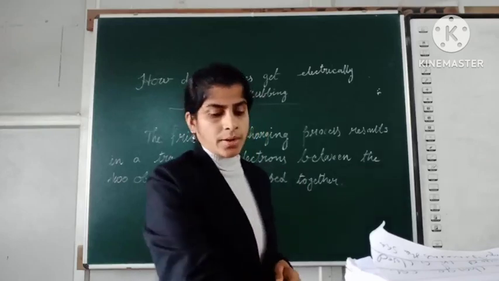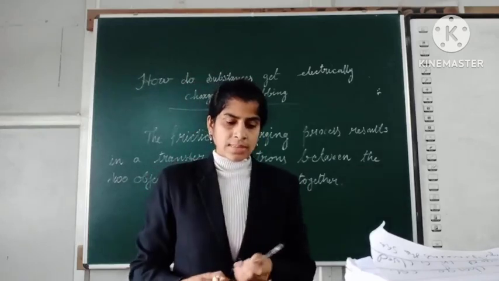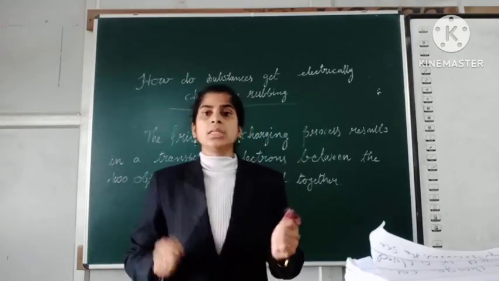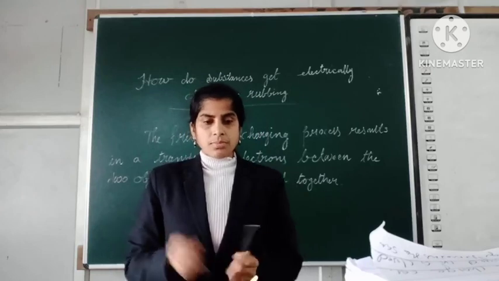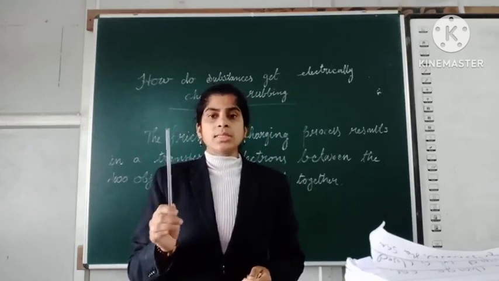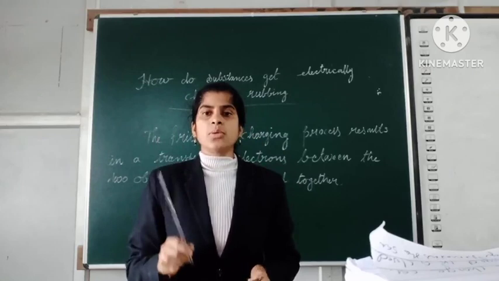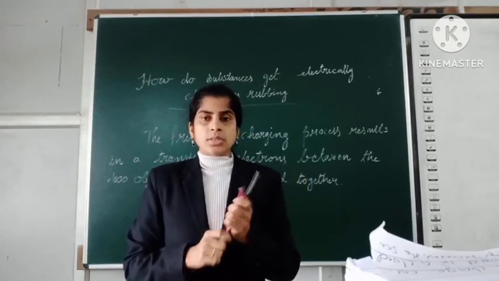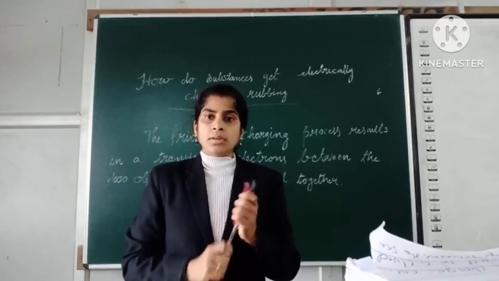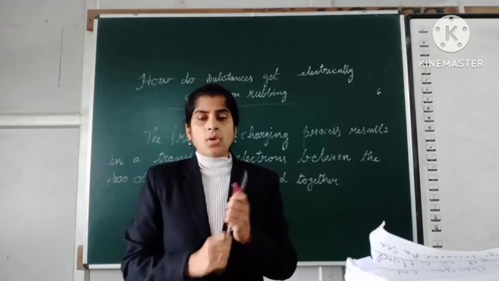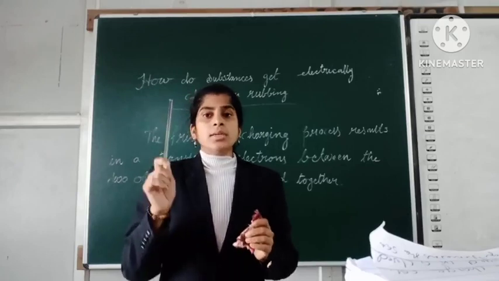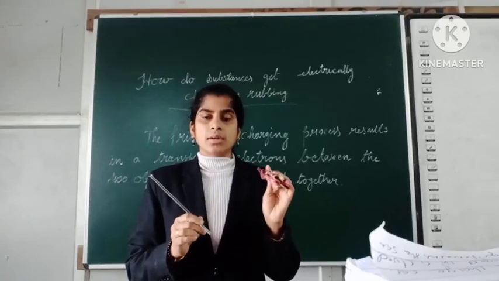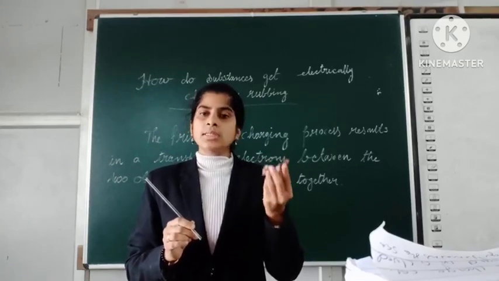Here I took one glass rod and silk cloth. The glass rod is the first body, and the silk cloth is the second body here. When we rub these two together, the glass rod is rubbed with the silk cloth. What will happen here? The glass rod's electrons are transferred to the second body, that is the silk cloth.